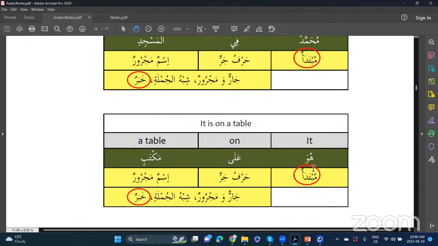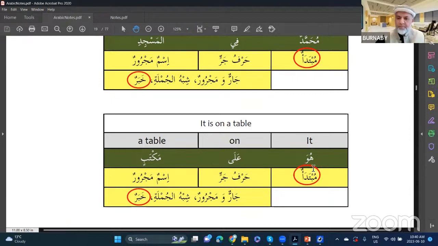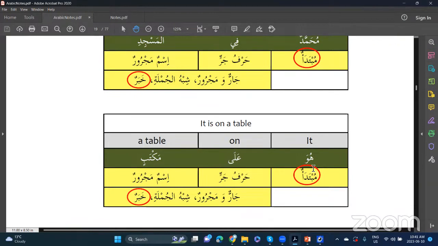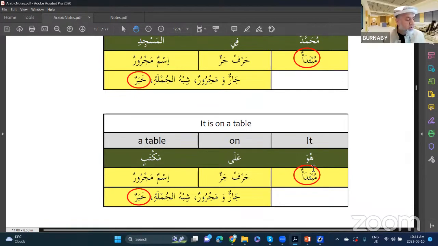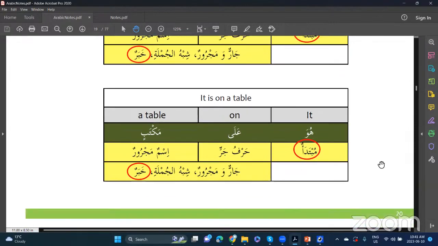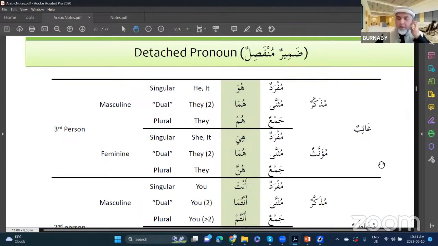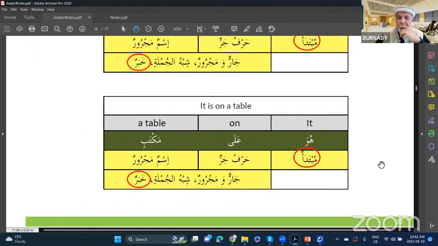Majroor. Majroor. Why? Jar majroor, you know. Okay, so because harf jara requires the noun coming after it to be in the status of jar. And when a noun becomes majroor, we call it ism majroor, right? Yes. Good. And it is called murakkab jari. Yes, and that combination is known as murakkab jari.